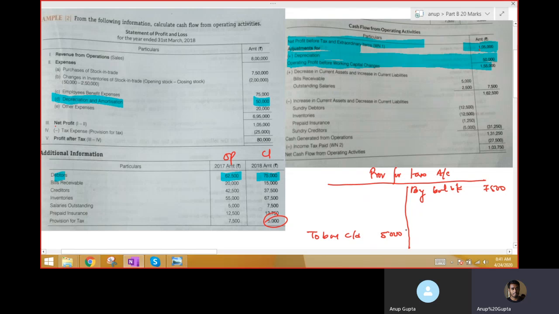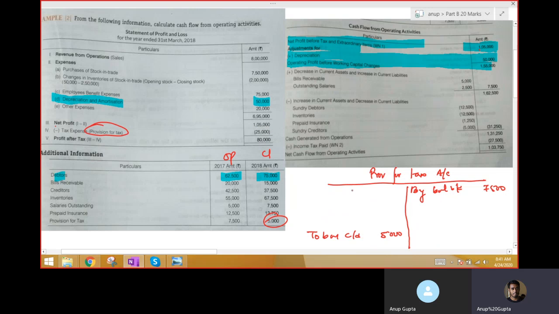What else is given? What other information is given about tax in the question? Yes, sir, one information is given. What is that information? That is tax paid, sir. Tax paid. How much is the tax paid? Tax paid is 25,000. So when you pay the tax, is this tax paid? No, sir. It is provision for tax.